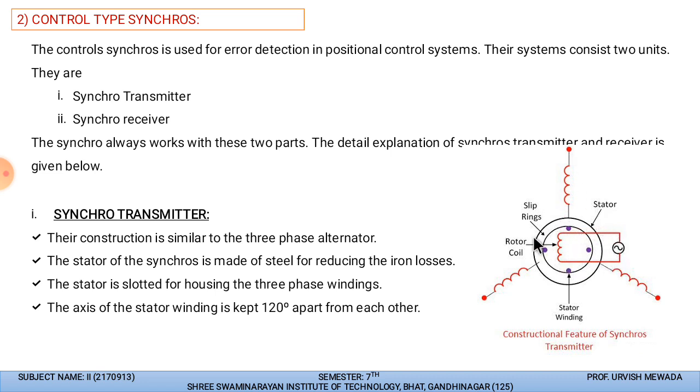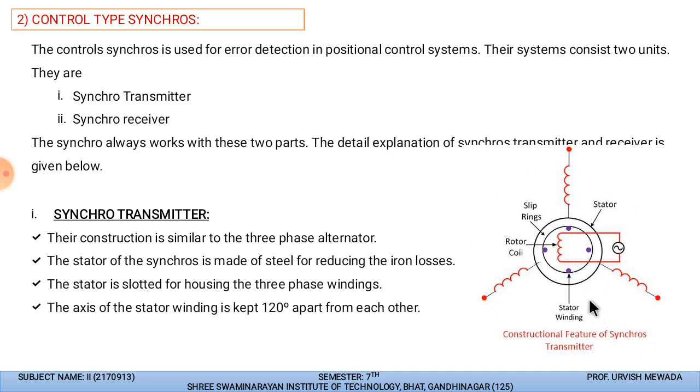And these three are the stator conductors, and the stator conductors are 120 degrees apart from each other, electrically. And to give the input to the field winding of this rotor, we require slip rings, because this portion is rotary and this outer portion is stationary. That's why it is called the stator, and the inner portion is called the rotor.